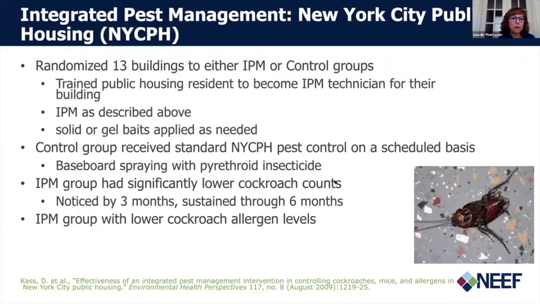The IPM group had lower cockroach allergen levels, and this also was sustained through the following 6 months and through a year. And because it was not only very effective, it was also much lower toxicity. Now the New York City Public Housing Department is using IPM as an effective and safer means than the standard application of pesticides for controlling their cockroach problem. Next slide.